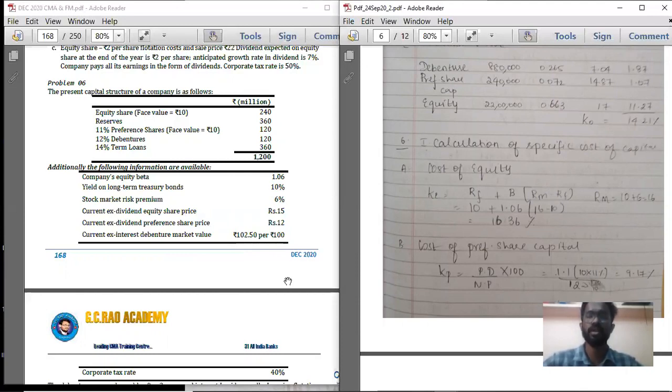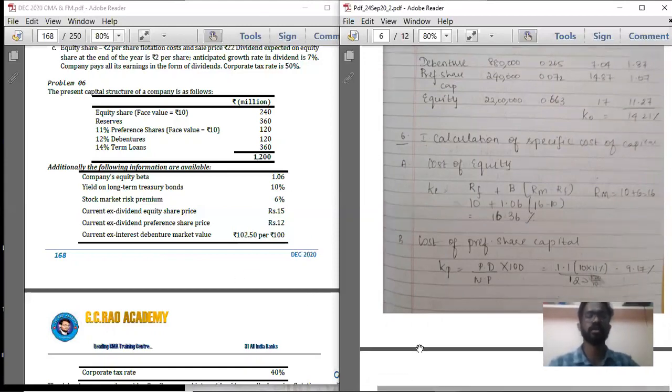Below that, record capital A, cost of equity. First we should find out the cost of equity, then the cost of preference share capital, then the cost of debentures. Then we can move on to the overall cost of capital. So first, capital A, cost of equity.